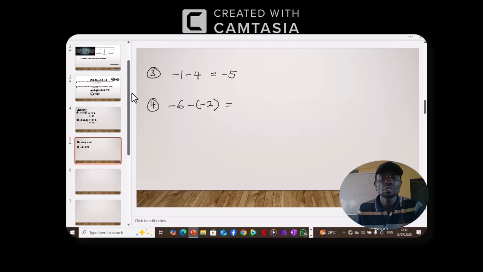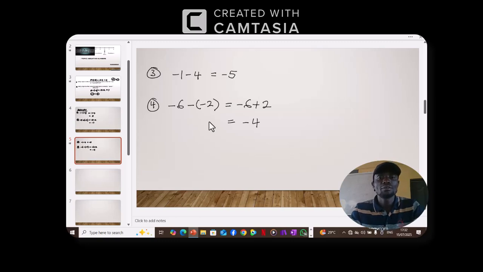This will give us minus 6. Now, since we have minus and minus next, we have to add plus 2. So the answer to this one will be minus 4.